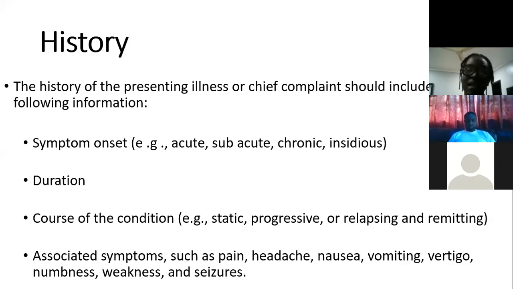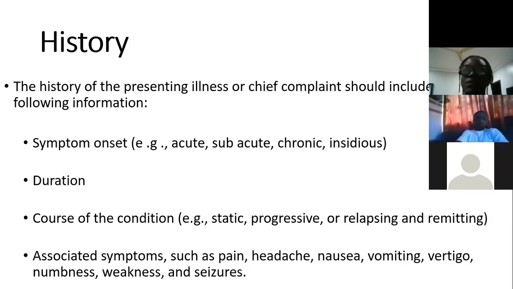So a sudden headache, for example, thunderclap headache at the back of the head, can indicate something like a subarachnoid hemorrhage. But if it is of chronic onset, then you can think of maybe a brain tumor. For example, if it is subacute, it can indicate maybe tuberculous meningitis. If it is acute, it can also indicate meningitis. So the same symptom of headache, depending on whether it's acute, subacute, chronic, or insidious, gives you a certain diagnosis. The duration is also important.